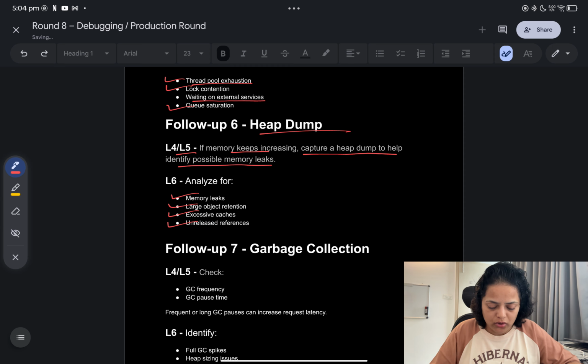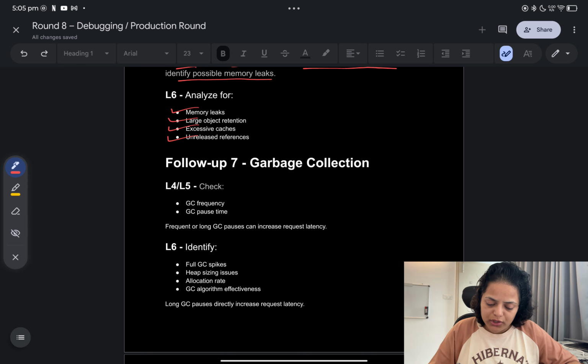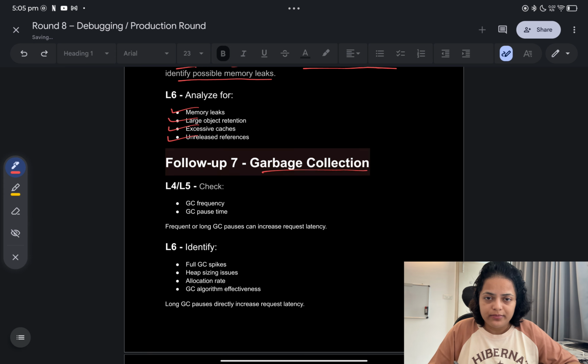Large object retention means it is not deleting from the cache, the cache is retaining those large objects. That's why you're not having that much memory. It is capturing most of the memory. And excessive cache means you are storing everything in a cache which is not required, or you're not invalidating it at the correct time, right? The TTL you have not set, let's say. So all those things.